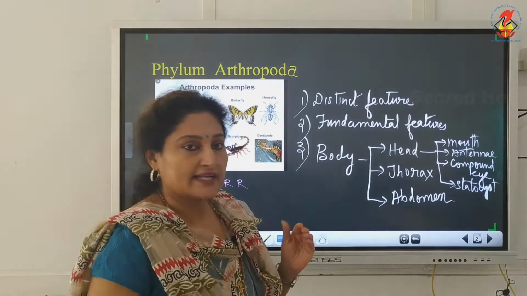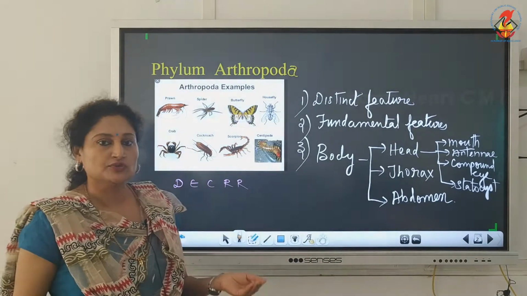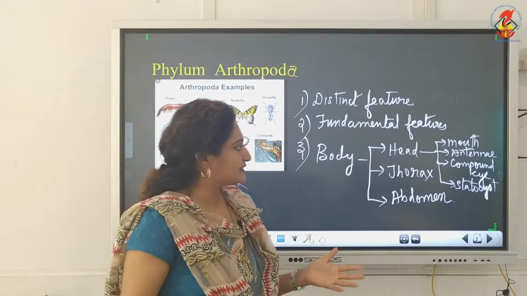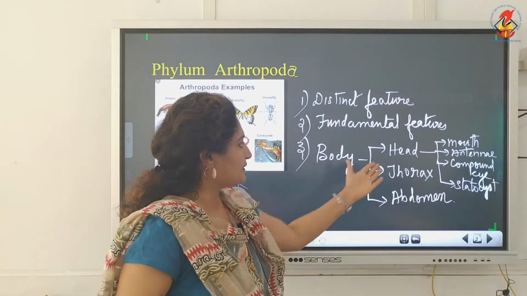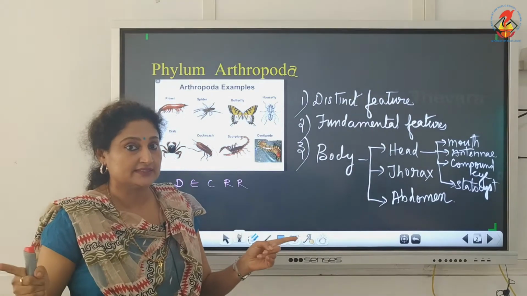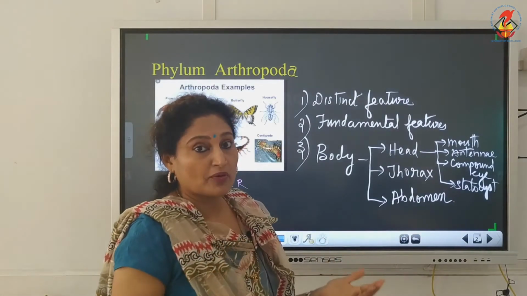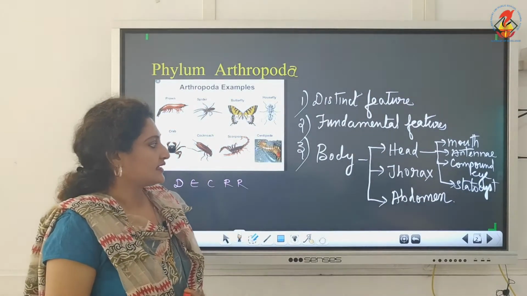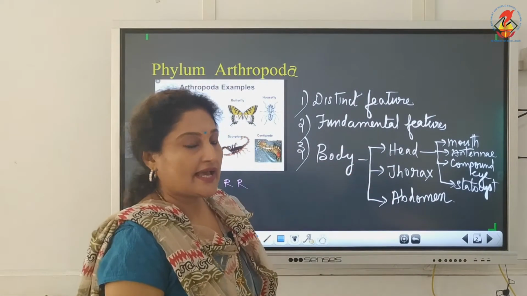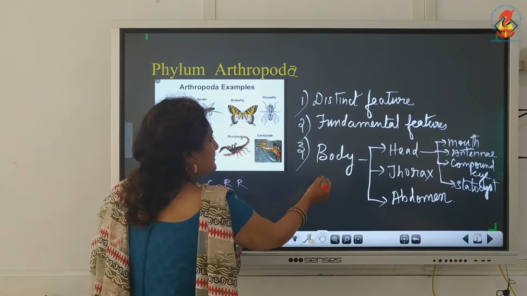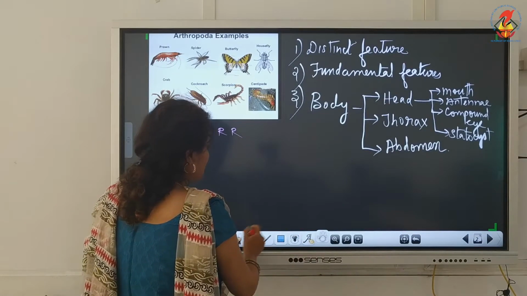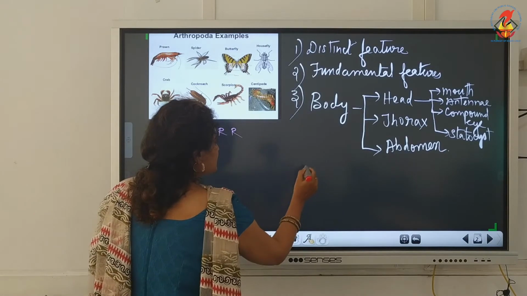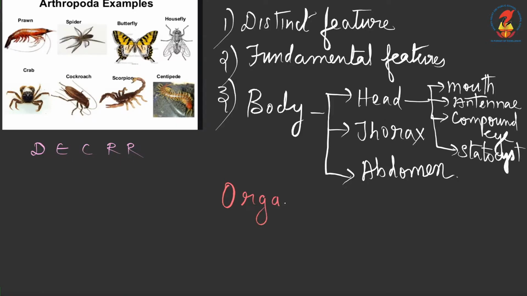Okay, the head has the mouth parts which are modified to its diet, sucking or biting mouth parts, whatever it may be. Then the antennae to sense chemicals and hence sense danger. Then compound eyes which facilitate mosaic vision. Then statocysts are the balancing organs. Then I told you there is a thorax as well as the abdomen. Then as I told you, from the fundamental features, which level of organization they show: the organ system level, the most advanced system.